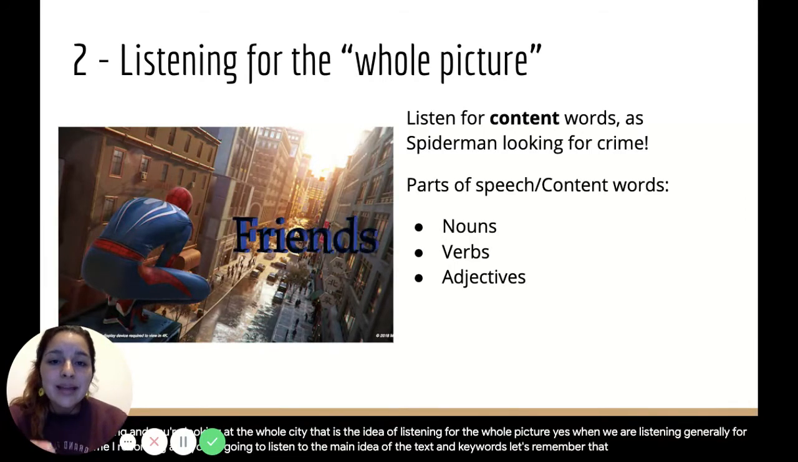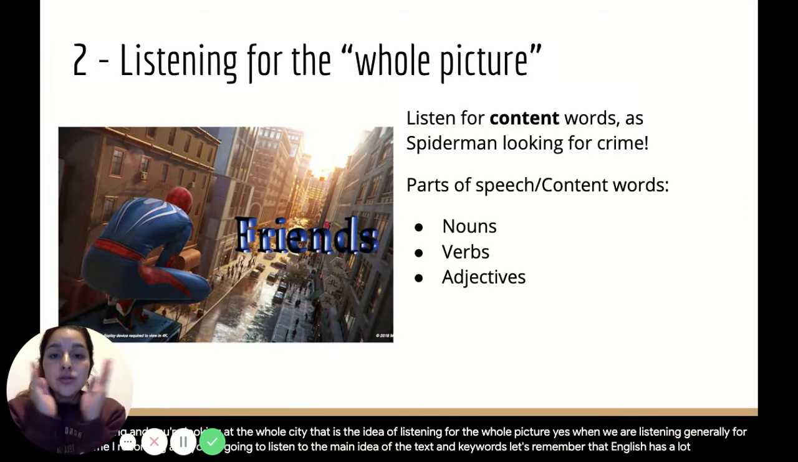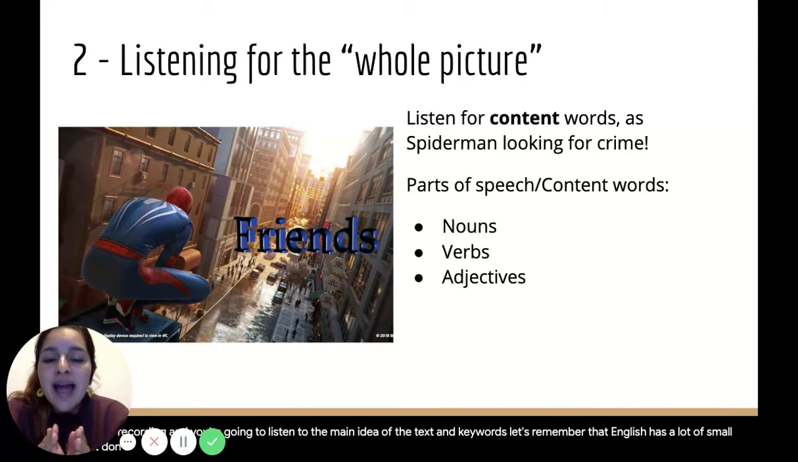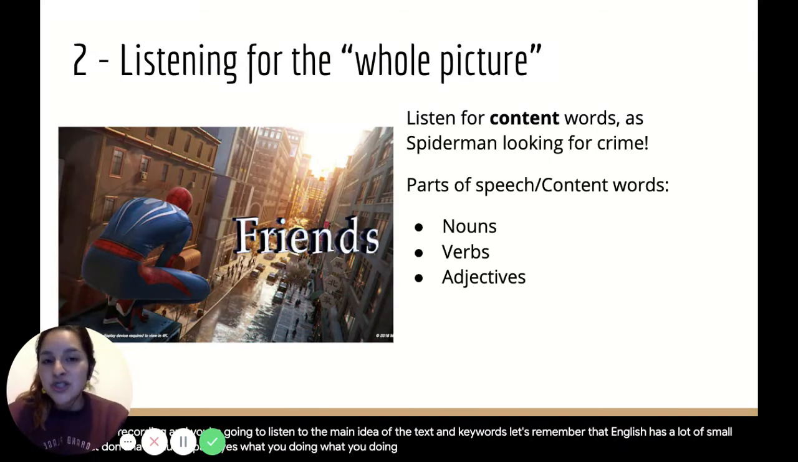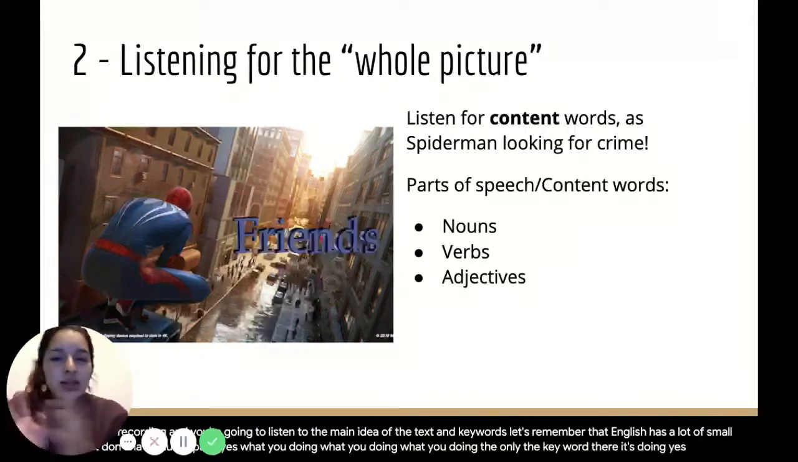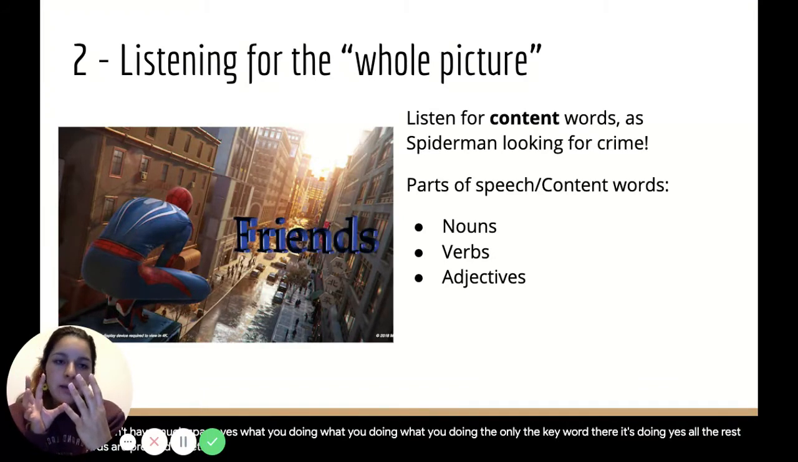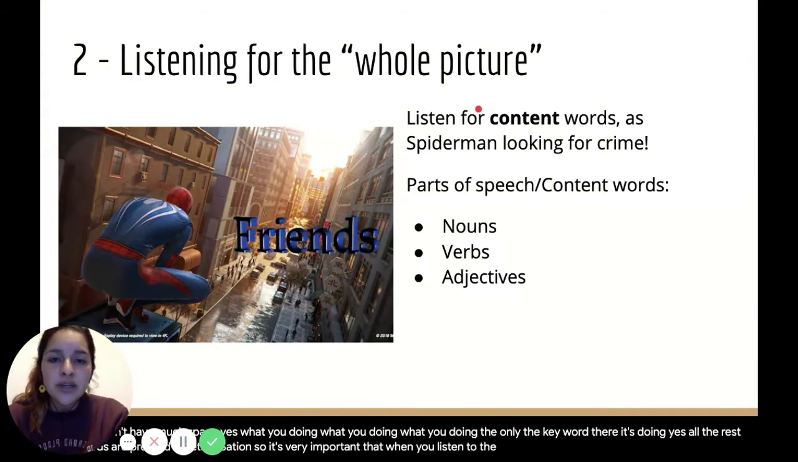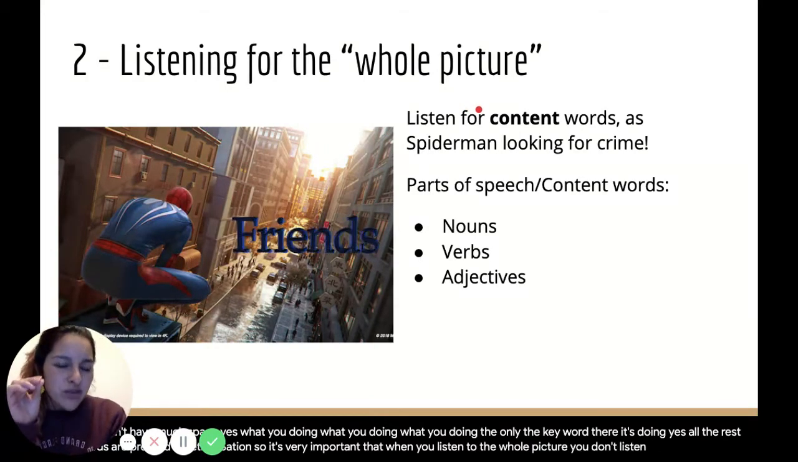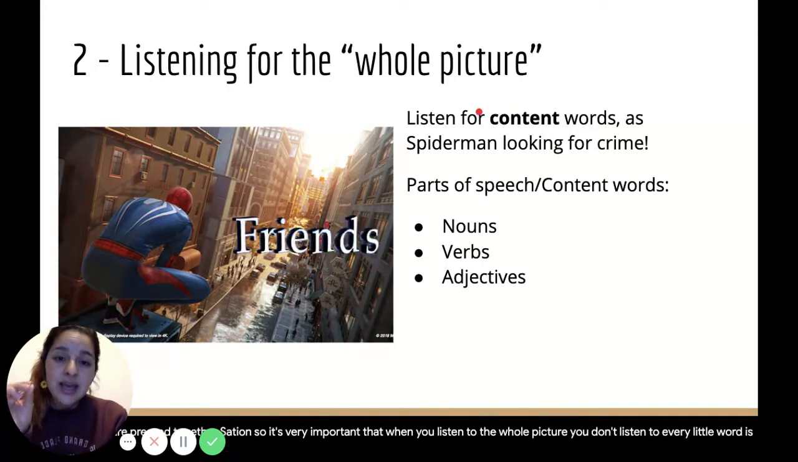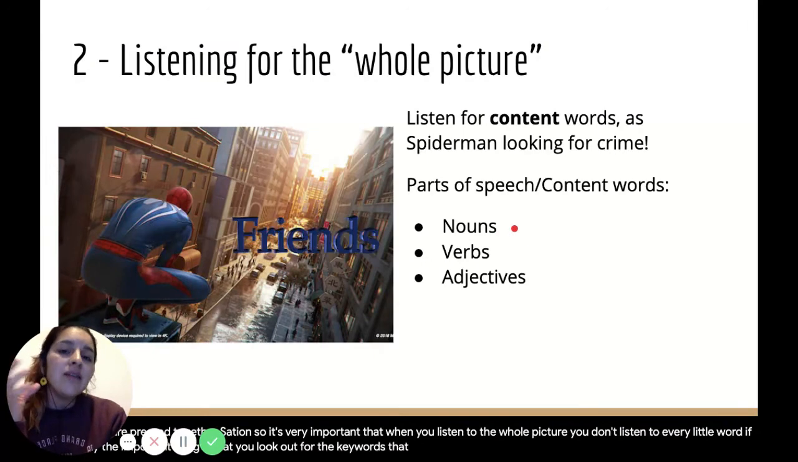Let's remember that English has a lot of small words that don't have much space. What you doing? What you doing? The key word there is doing. All the rest of the words are pressed together in conversation. So it's very important that when you listen to the whole picture, you don't listen to every little word. That's okay. The important thing is that you look out for the keywords that give you information.